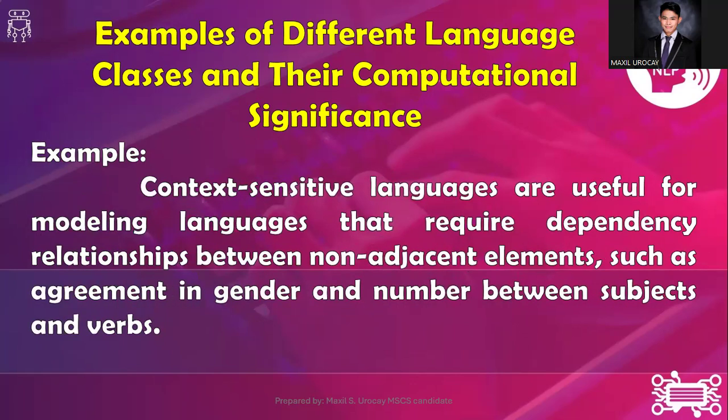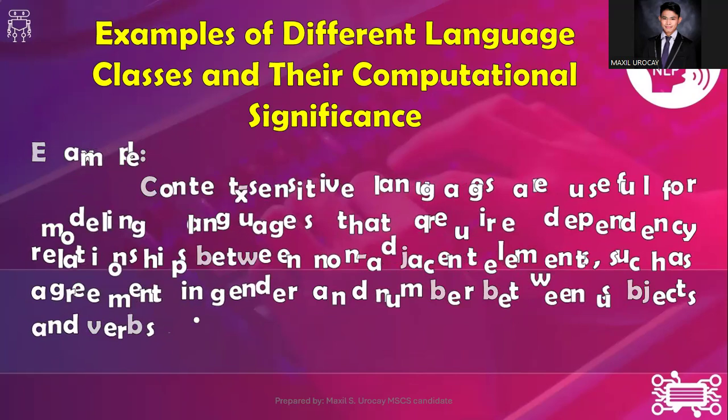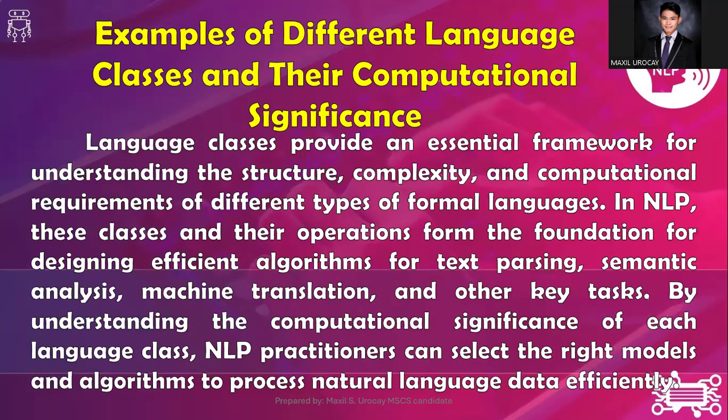Context-sensitive languages are useful for modeling languages that require dependency relationships between non-adjacent elements, such as agreement in gender and number between subjects and verbs. So the example.